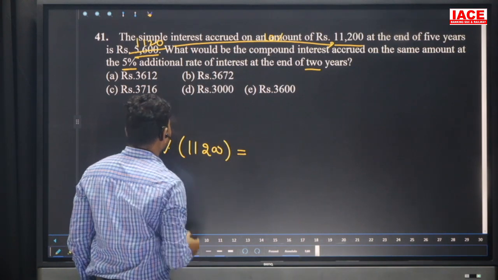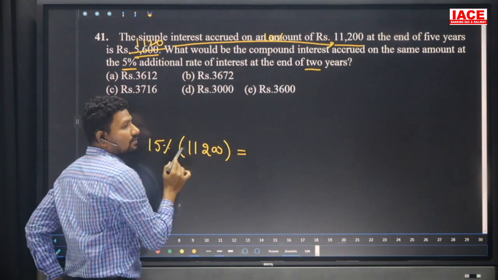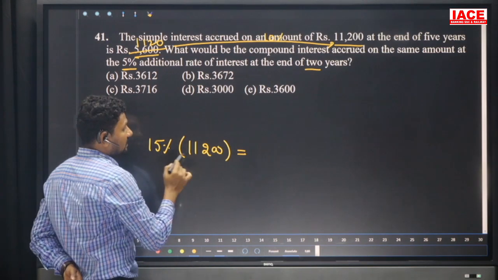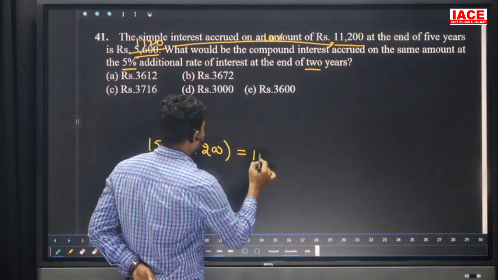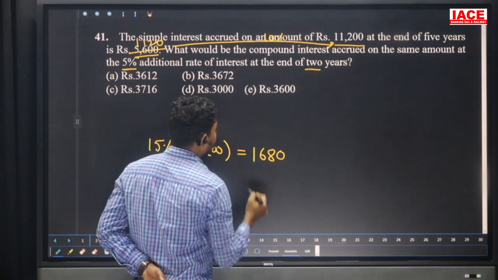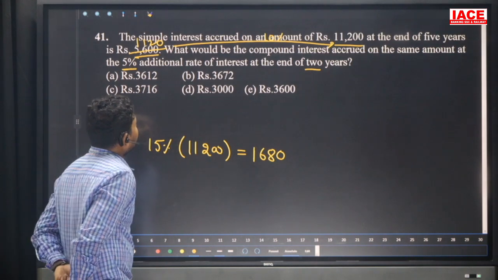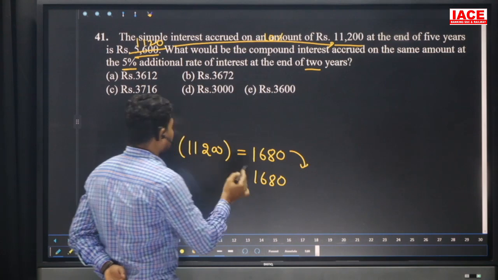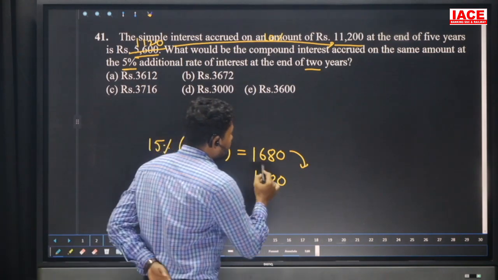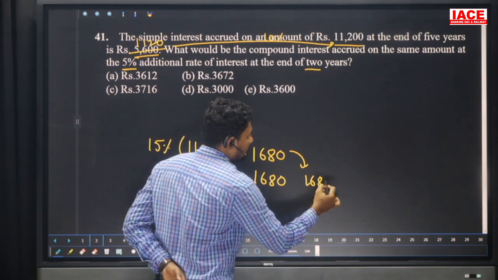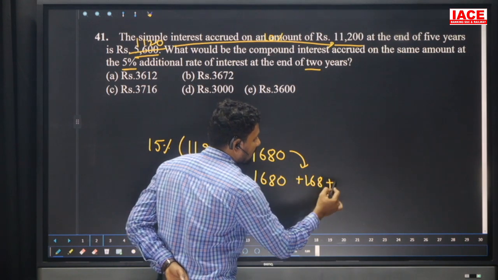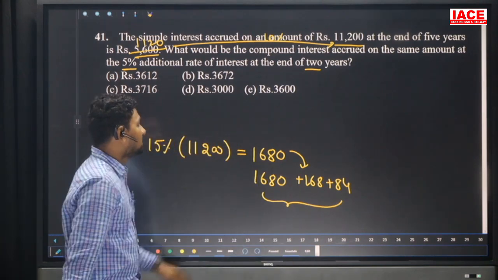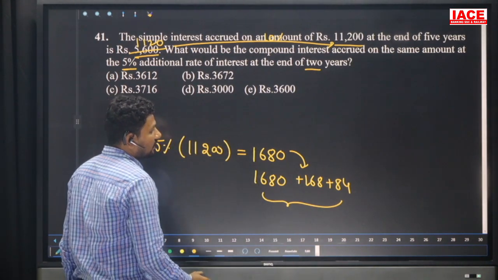So we should calculate 11 times 15, which is equal to 165. 11 times 2 is 22... 1,680 is the interest of the first year, and next year the interest is also 1,680. In this we required 15 percent, so the 10 percent value is 168 and the 5 percent value is 84. This total value we should add. So 1,600 plus 1,600 is equal to 3,200.